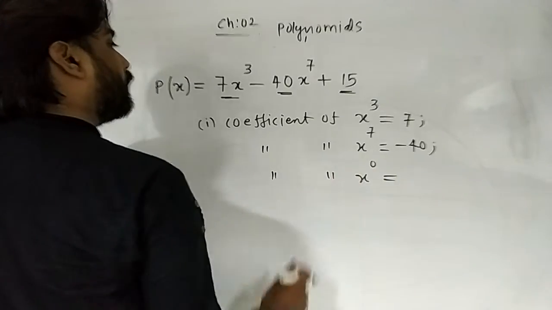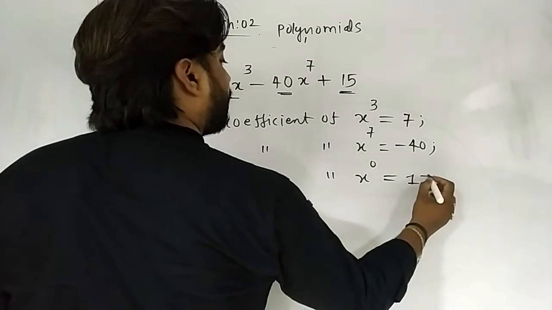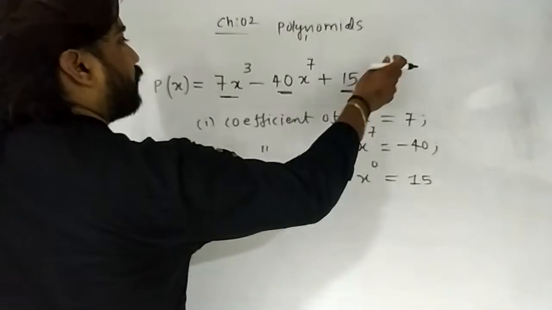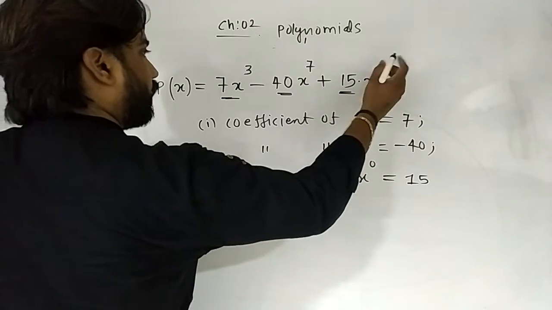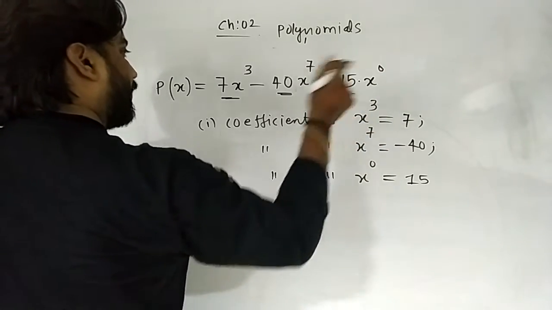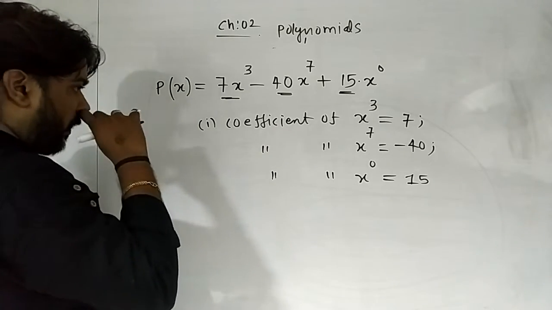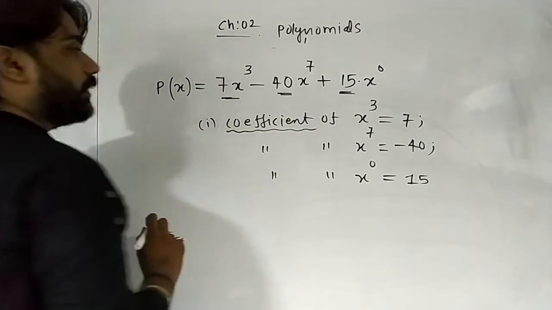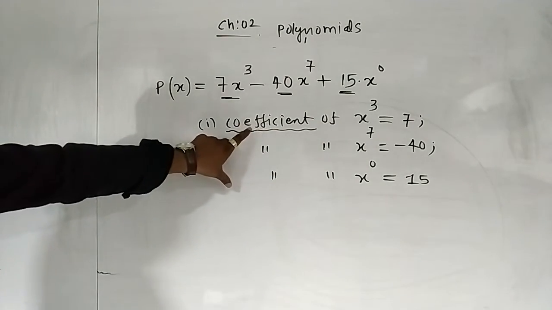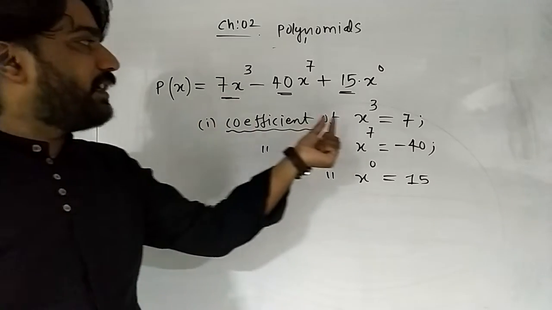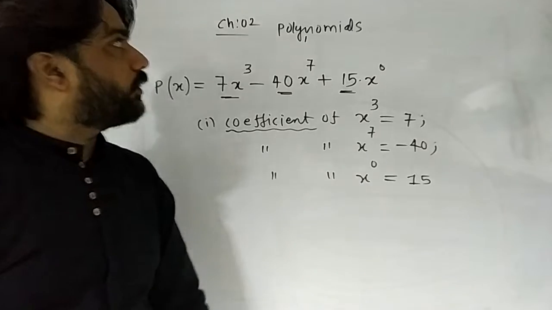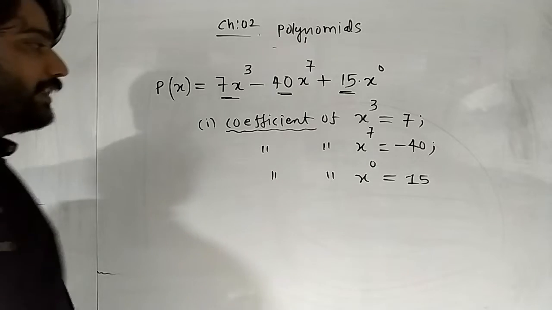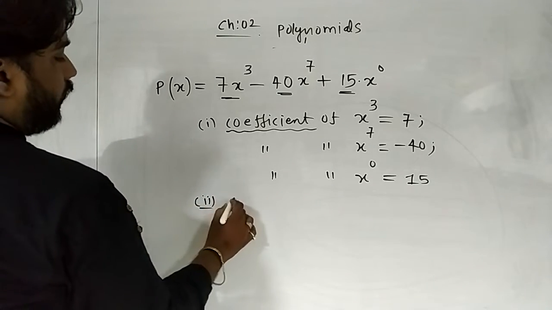Now coefficient of x raised to 0, ये बहुत अच्छी बात है. Coefficient of x raised to 0 is what? यहाँ पे आएगा 15. Why? Because 15 के साथ कुछ नहीं है तो x raised to 0 तो होगा ही. x raised to 0 is 1. So instead of writing 15 times x raised to 0, I can write 15. So coefficient of x raised to 0 is 15. So I hope you understand what is the meaning of coefficient. Coefficient means whatever will be the constant that is multiplied with the variable is known as coefficient.